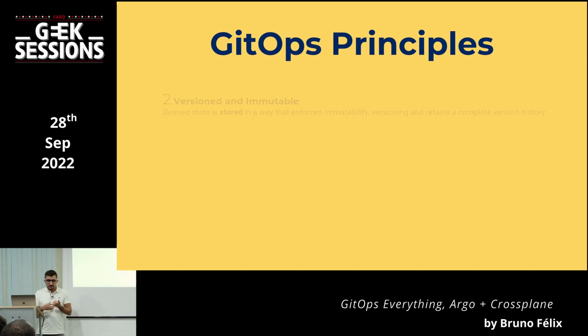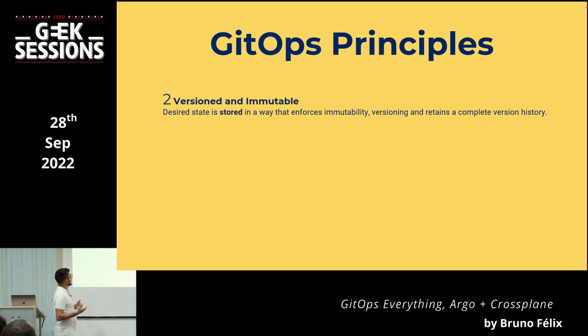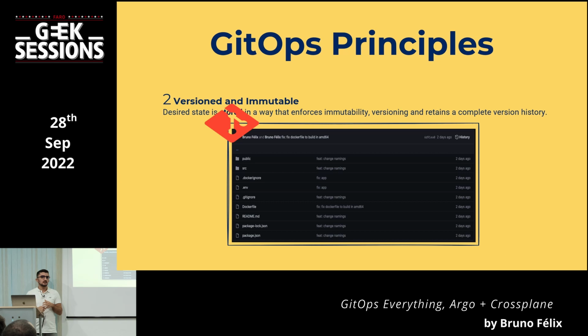Another principle is to be versioned and immutable. The desired state is stored in a way that enforces immutability, versioning, and retains the complete version history. What this means is that our code, our service configuration, and our infrastructure must be versioned and stored in Git. The immutability ensures that the same code or the same configuration definitions can run multiple times and produce only the same result, not a different one.